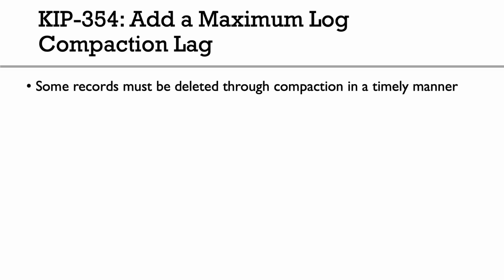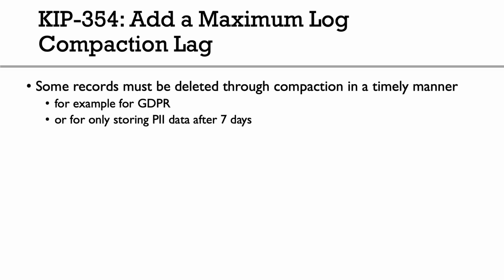Okay, now this is one that's huge if you are a European and you have GDPR and you need to have compaction guarantees in Kafka. Now this will do it. So KIP 354 adds a maximum log compaction lag. Some records must be deleted in a timely manner, for example, for GDPR, or if you have a requirement to store PI data only for 7 days.